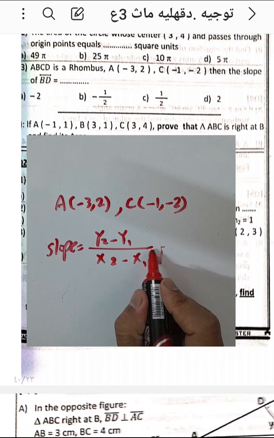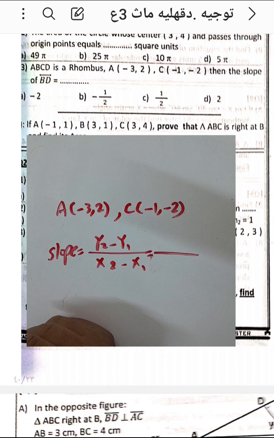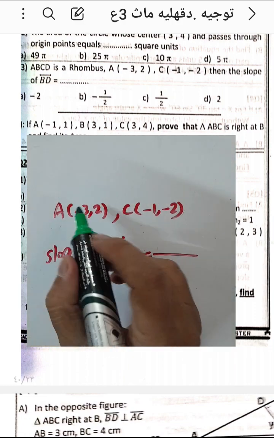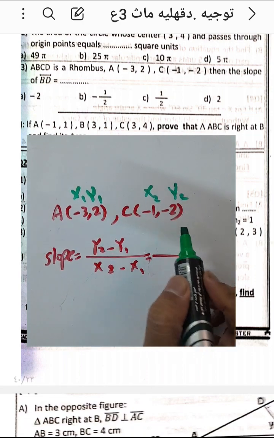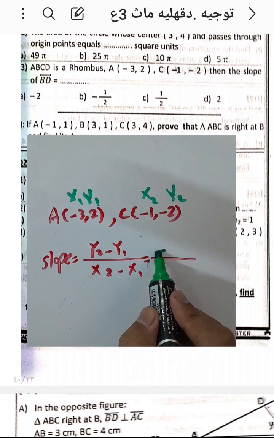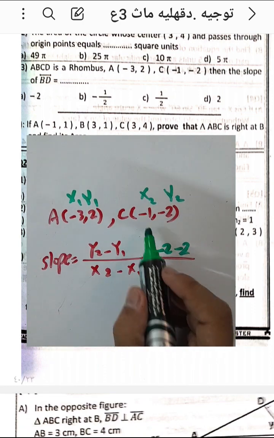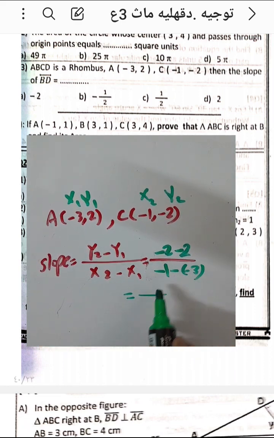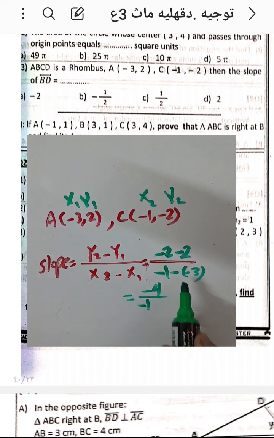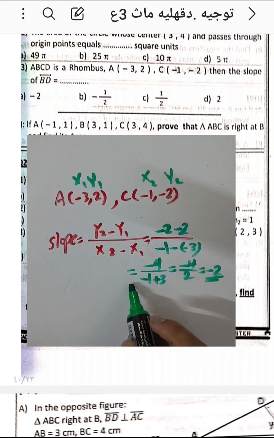We can find the difference between the two points. y2 is negative 2, subtract y1, which is 2. x2 is negative 1, subtract x1, which is 3. Negative 2 minus 2 is negative 4, and negative 1 minus 3 is negative 4... the result will be negative 4 over 2. The result here will be negative 2.